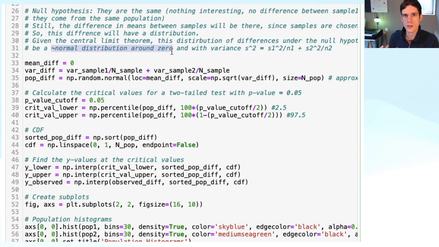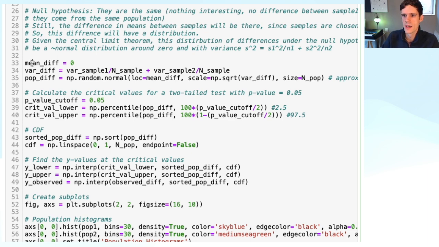And this reflects the null hypothesis, because if our underlying populations have a mean that is identical, then taking samples from these populations and subtracting the means from these samples, on average we expect this difference in means to be 0. Now, the variance of this distribution will be equal to the variance of sample 1 divided by the number of data points of sample 1, plus the variance of sample 2 divided by the number of data points of sample 2. So with this information, we can generate this distribution of sample means.